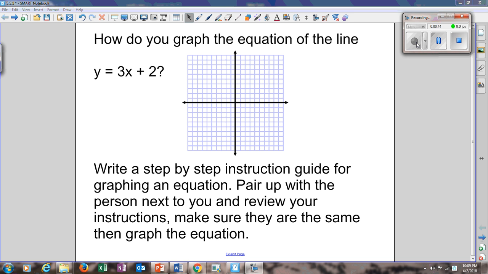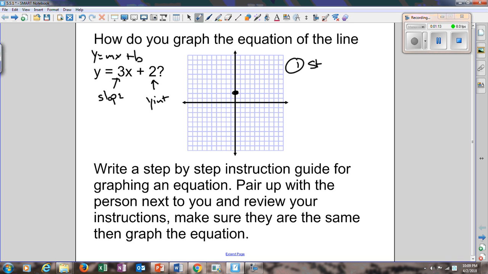Okay, when we graph the equation of this line, we start with the y-intercept. Remember, you want your equations in y equals mx plus b, or slope-intercept form. This is your y-intercept. This is your slope. Always start at the y-intercept. So you go up 2 and make a dot.